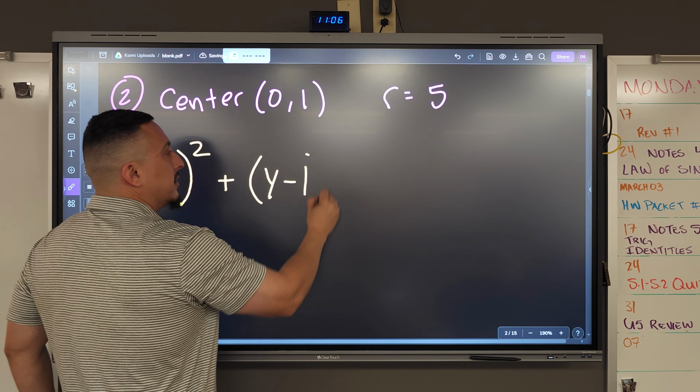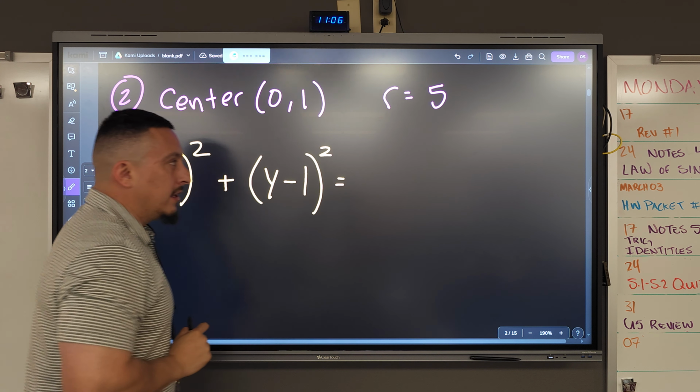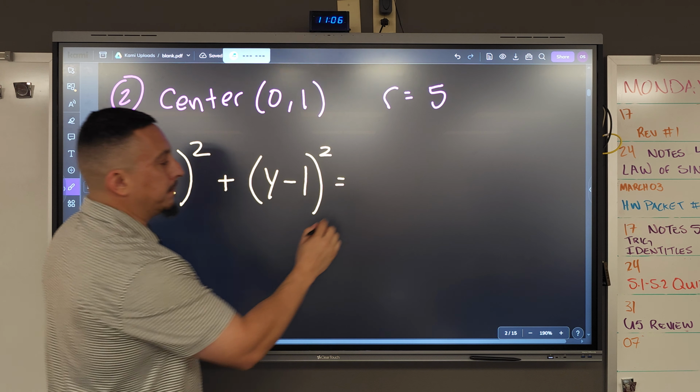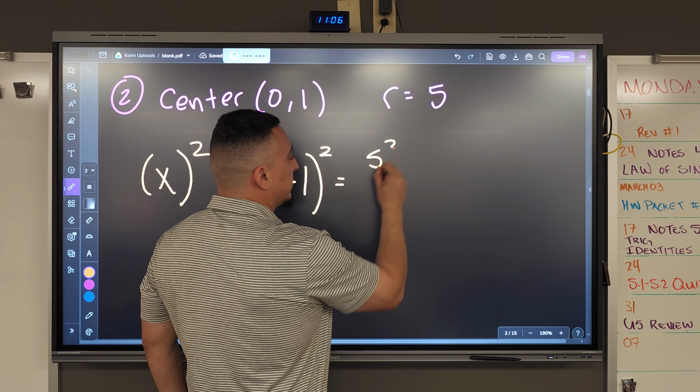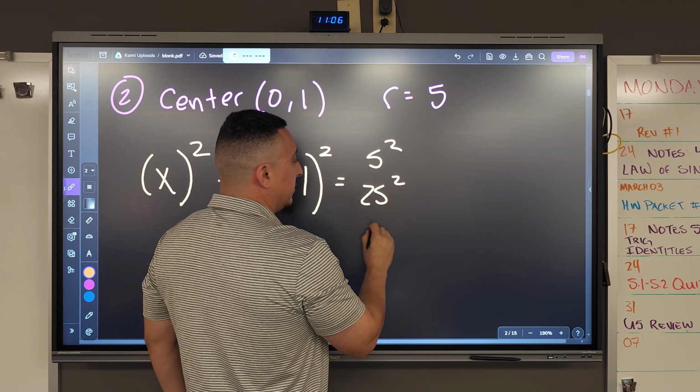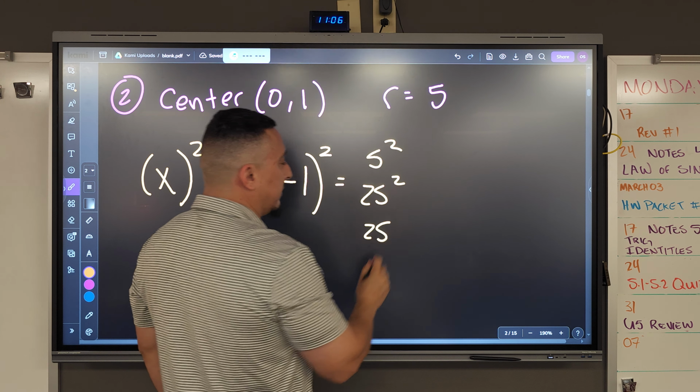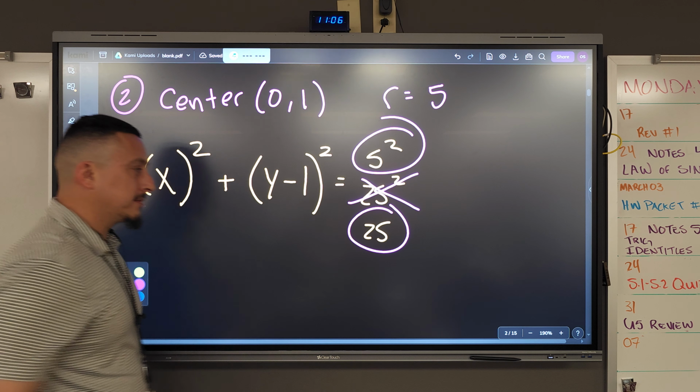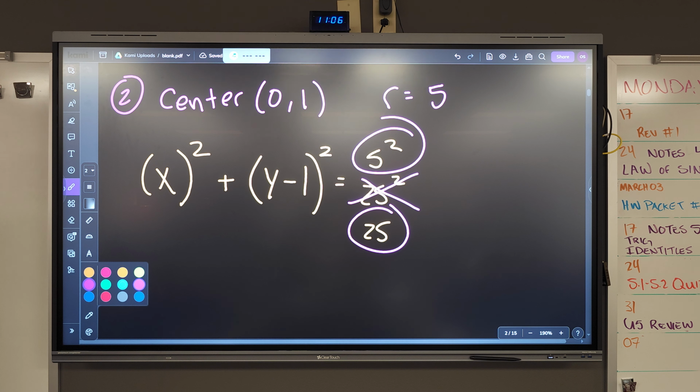y minus 1 squared. Should I put 5 squared or 25 squared or 25 or what? 5 squared, okay. This one's good, this one's good, not that one. Okay. So, yeah, you're doubling that radius, okay. Is that good, guys? Good.